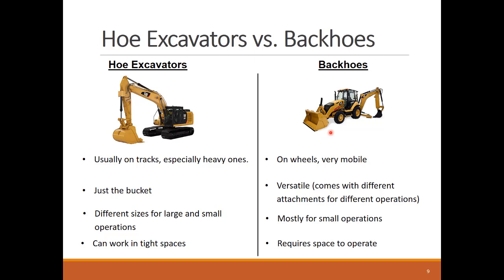But hoes don't require much maneuvering space around them, as they can rotate 360 degrees around the track axis. Backhoes need maneuvering space around them, as their backhoe bucket rotation is very limited.